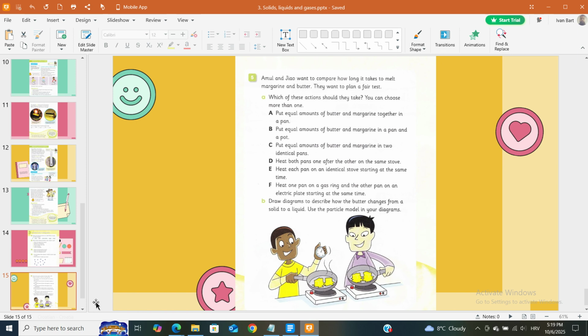B. Draw diagrams to describe how the butter changes from a solid to a liquid. Use the particle model in your diagrams.